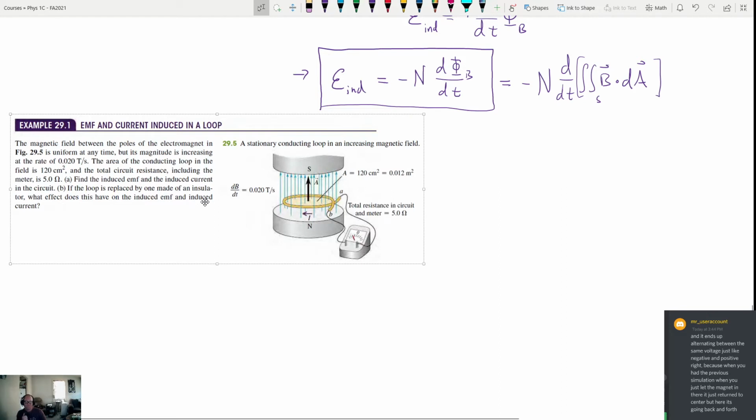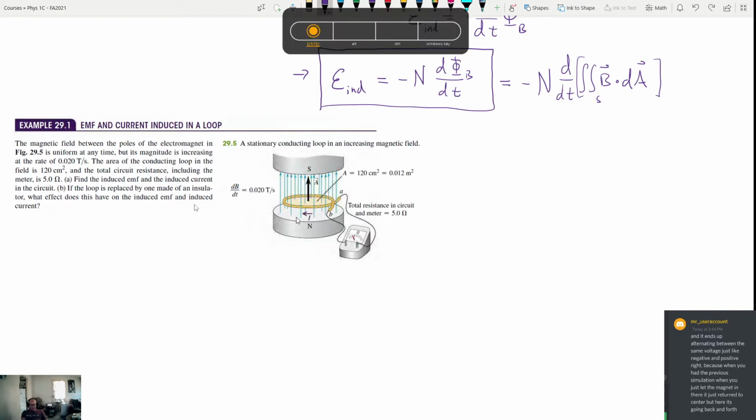This is a relatively straightforward Faraday's Law problem. So here's what we know. We're given that we have this magnet here. We have a loop of wire. The area of the loop of the wire, which is just the area of the loop itself, not the whole area of the magnet, okay?